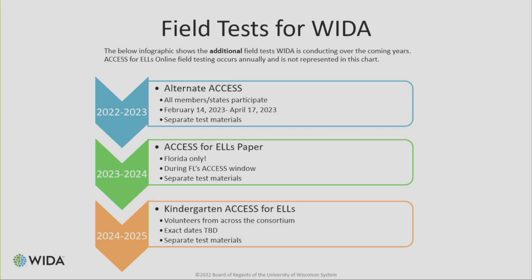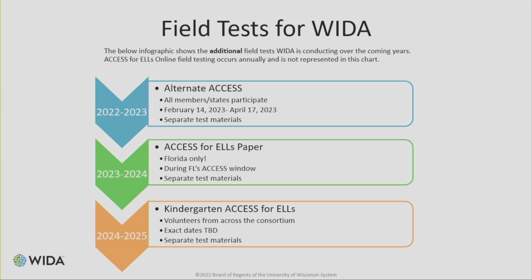But all of the WIDA states are participating, and they're asking all the kids who take the alternate to participate in the field test because it's such a small population. They want to make sure they get enough data to do an adequate job calibrating these test items. So the test window is going to be this February 14th through April the 17th. And it will be a separate set of test materials, a separate booklet. They won't be mixed into the same booklet.